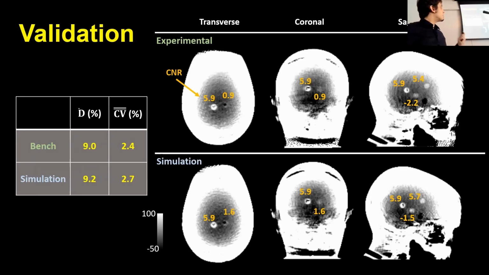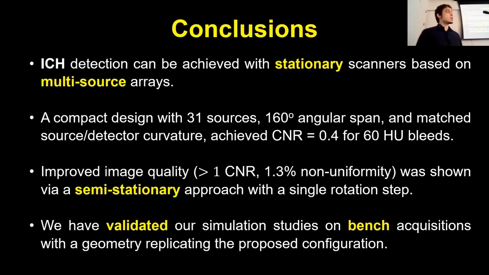So just let me conclude with some highlights. We have seen that intracranial hemorrhage detection can be achieved with stationary scanners based on multi-source arrays, with a compact design. With the studied parameters, we have achieved a contrast to noise ratio around 0.4 for 60 Hounsfield unit bleeds. This can be improved to values higher than 1 for contrast to noise ratio, with improved non-uniformity as well, by including a semi-stationary approach with a single rotation step. And we have also validated our simulation study with bench acquisition using a geometry replicating the proposed configuration.